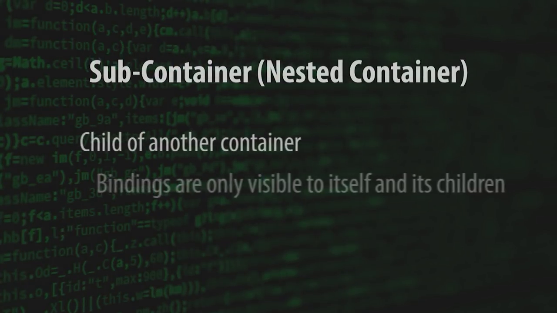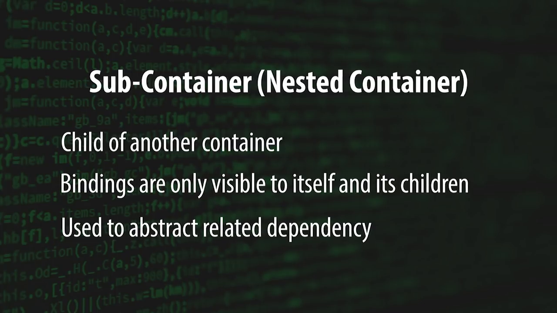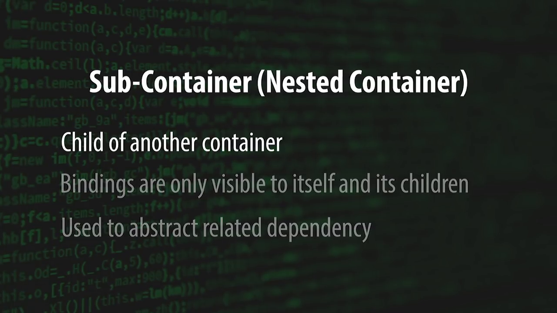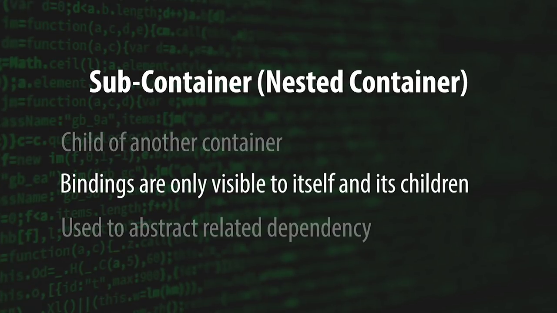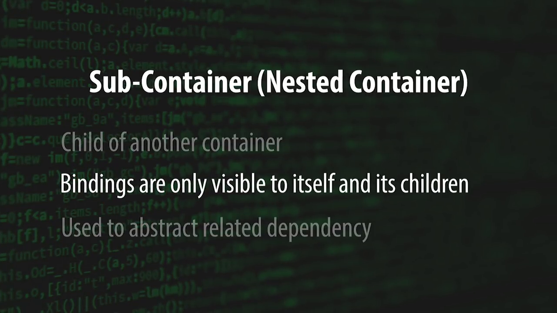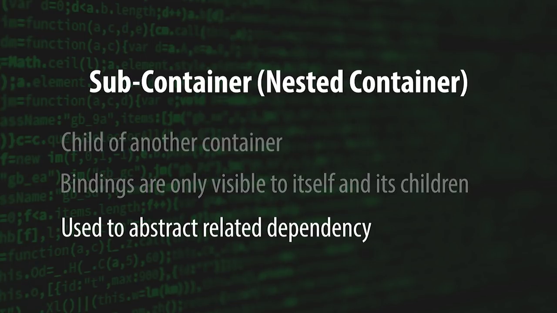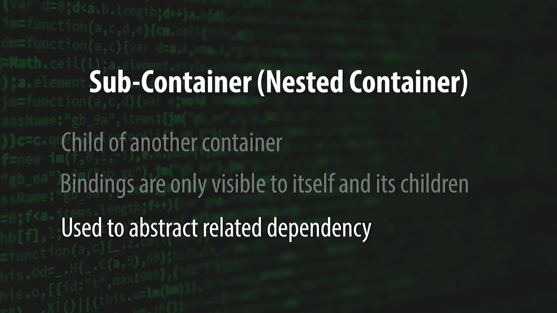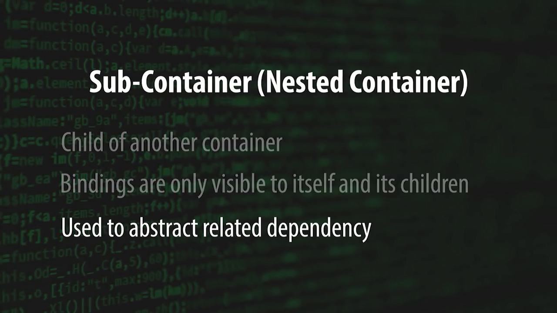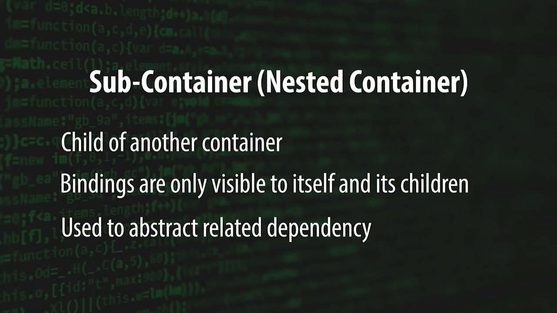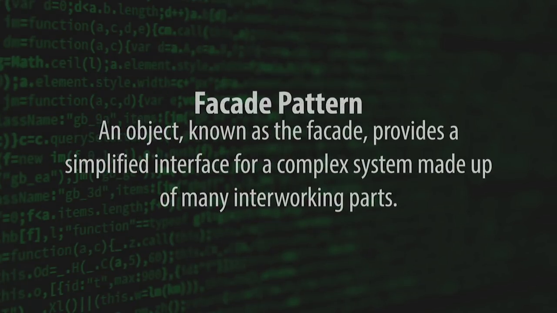But first, how about a formal definition? A subcontainer is any container that is the child of another container. By default, a subcontainer's bindings are only visible to itself and its children. Subcontainers inherit the bindings of their parents and grandparents, and are typically used to abstract away a related group of dependencies. That last part is important, because it sets the stage for a design pattern that goes hand in hand with subcontainers, called the facade pattern.